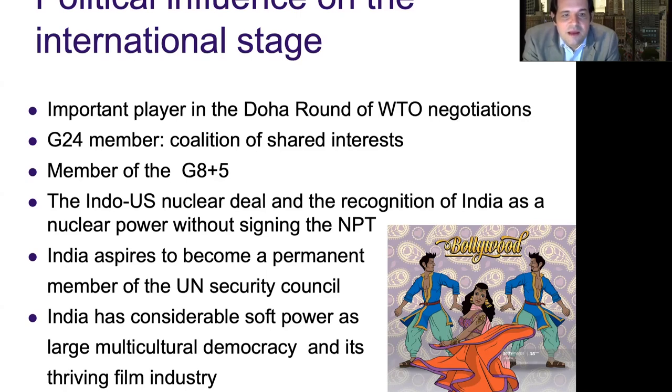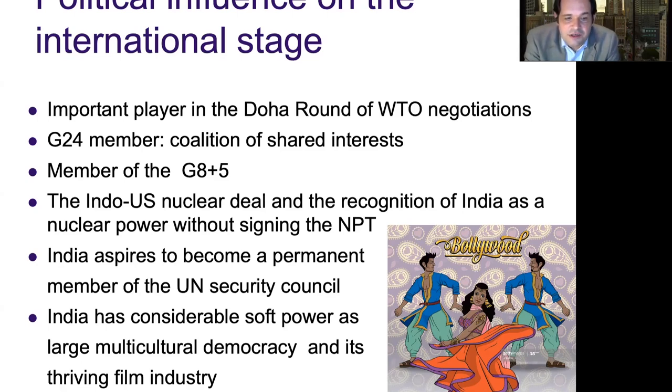It's also a very active member of the Doha round of the WTO negotiations. It was a really important player there. And it is a G24 member, a coalition of shared interests. It's also a member of the G7+5 negotiations. So it has been seen as a political influence on the international stage, but not in very prime positions yet.